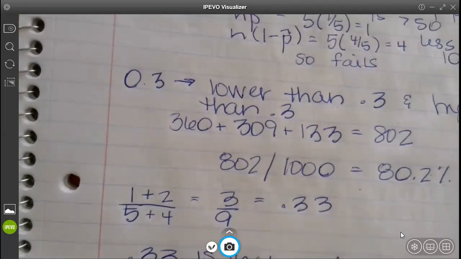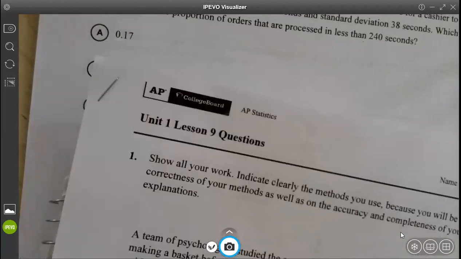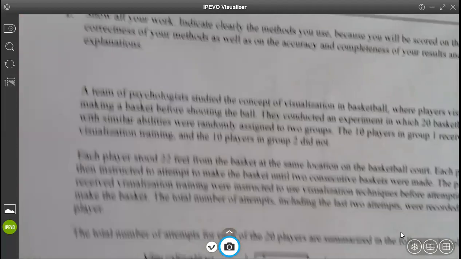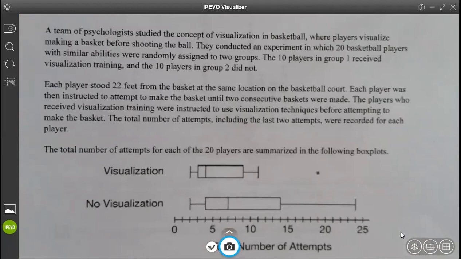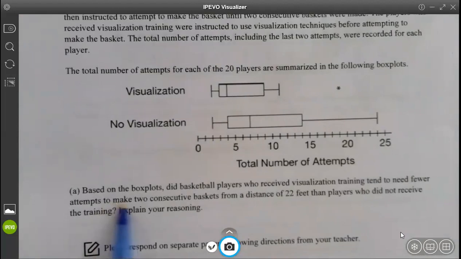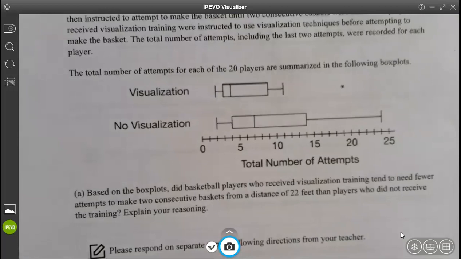All right, 1.9, guys. All right, question 1. A team of psychologists studied the concept of visualization in basketball. You guys did really well on this one. It says, based on the box plots, did basketball players who received visualization training tend to need fewer attempts to make 2 consecutive baskets from a distance of 22 feet than players who did not receive the training? Tell me what you guys said.